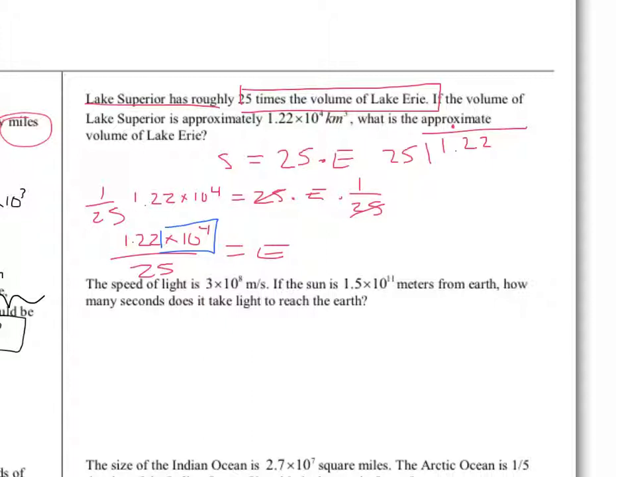Decimals here, 25 goes into 122 4 times. Goes in 8 times. Goes in 8 times. So I get 0.0488 times 10 to the fourth power.